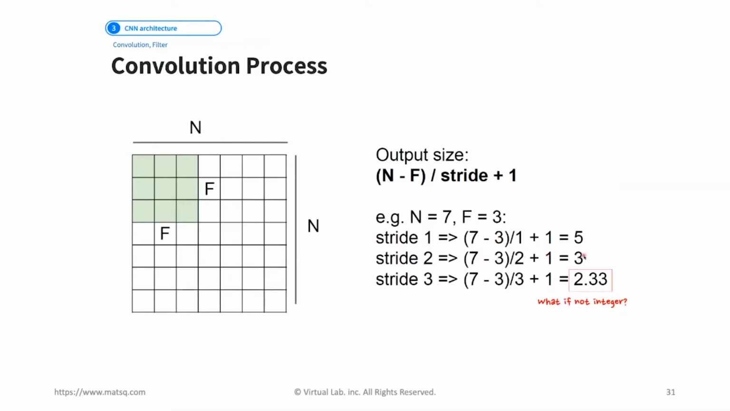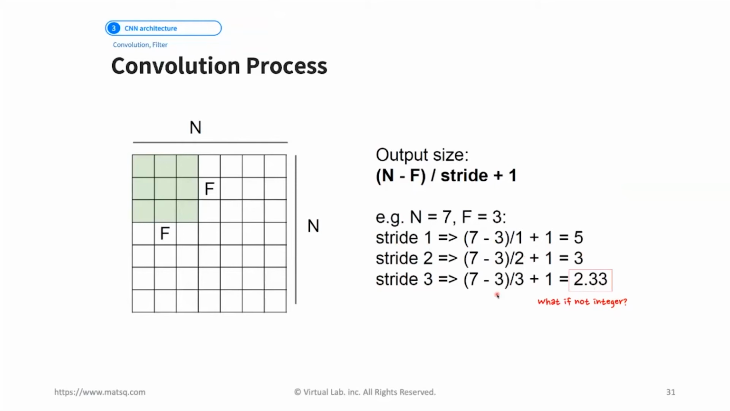But the problem is, what if the stride equals 3? The output size will be 2.33. It's impossible, right? It becomes a problem because this is not an integer. So how could we overcome this problem technically?